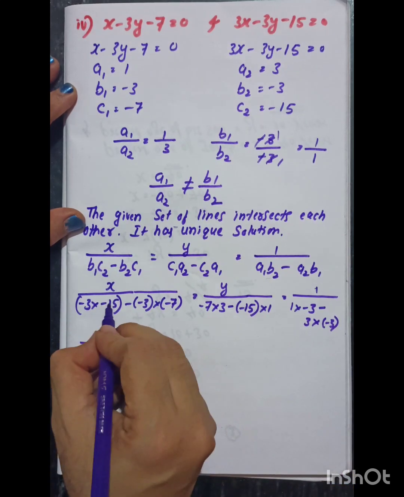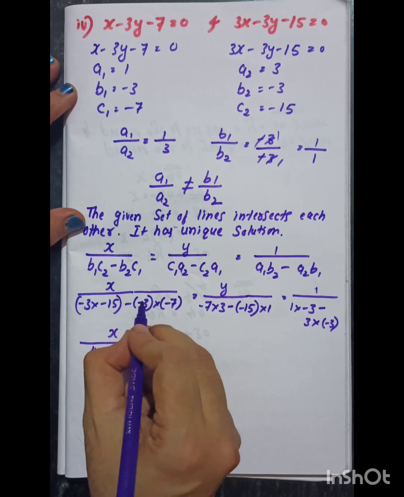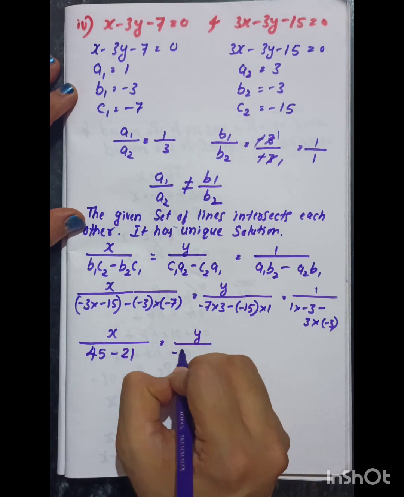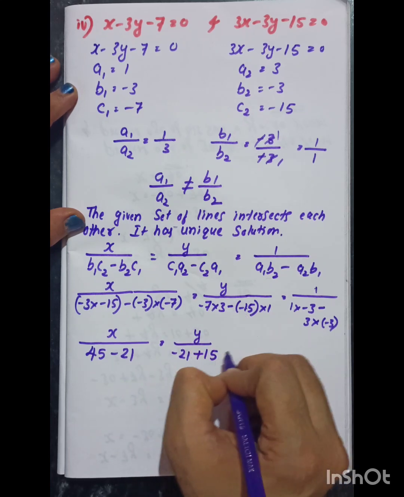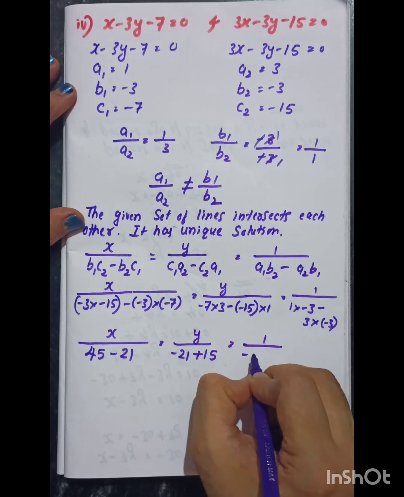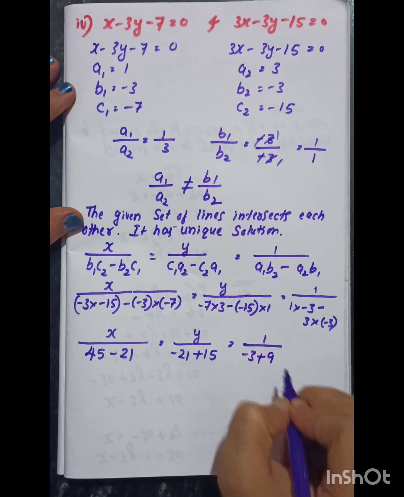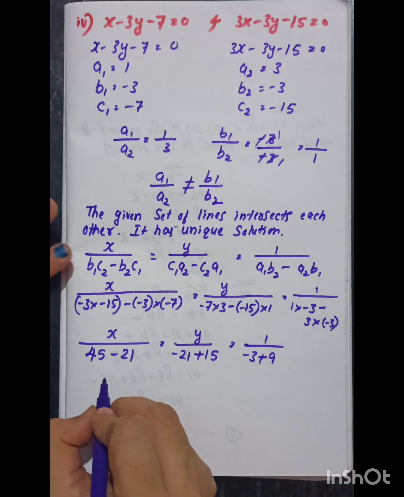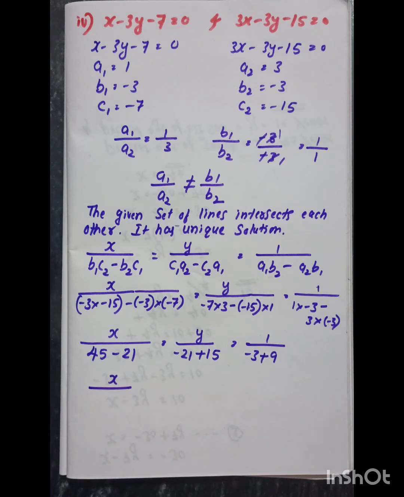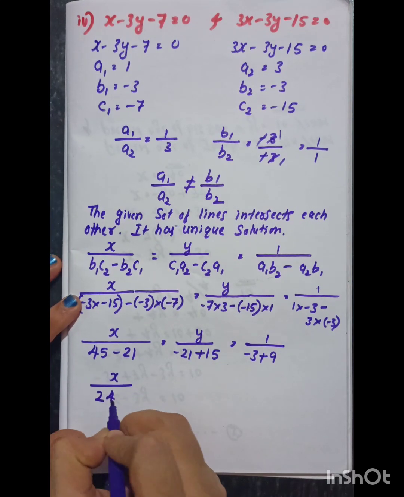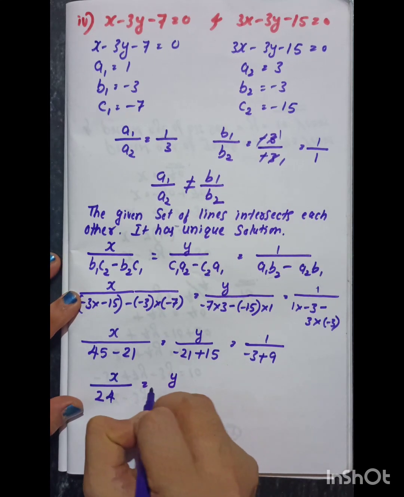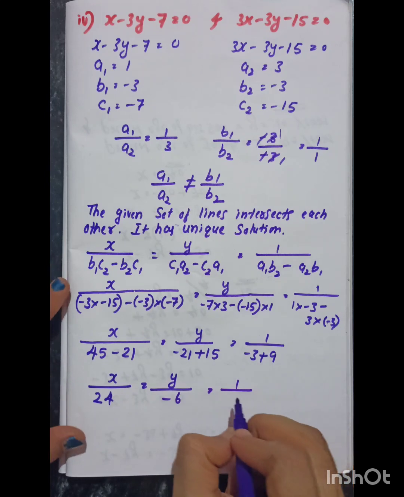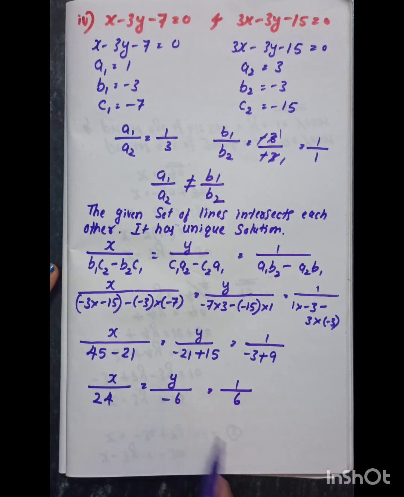So x divided by minus into minus plus, 15 3s are 45, minus into minus plus, into minus 3 7s are 21, equals y divided by 7 3s are 21, minus 21, minus into minus plus, 15 1s are 15, equals again 1 divided by minus 3, minus into minus plus, 3 3s are 9, 1 into minus 3, this minus into minus plus 3 3s are 9. Then x divided by 45 minus 21, that is 24, is equal to y divided by minus 21 plus 15, that is minus 6, equals 1 divided by minus 3 plus 9, that is 6. Here x by 24 equals y by minus 6 equals 1 by 6.